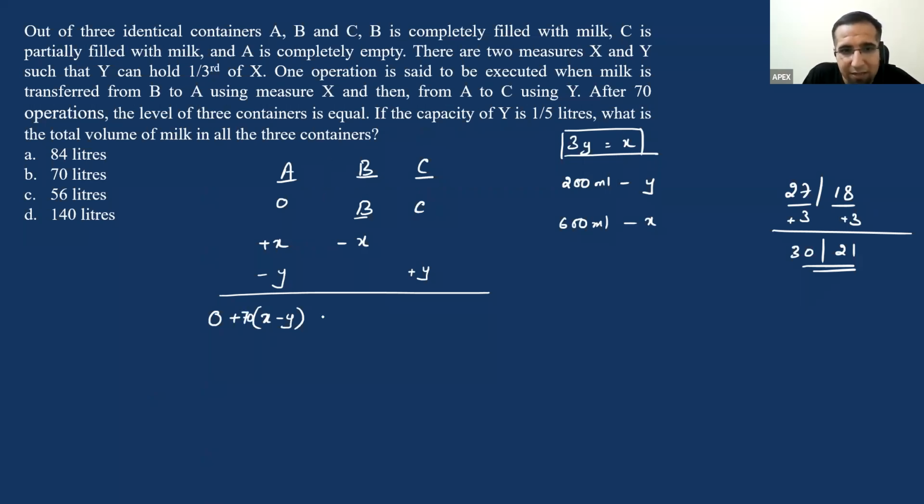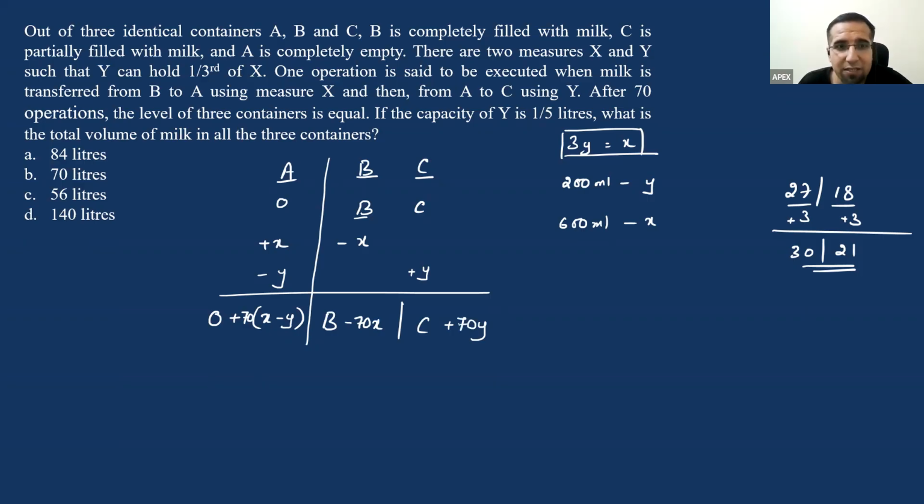Okay. Now, what does B have? B has the quantity B, right? Now, there's a minus X. So X liters is drawn out every operation. So 70 such operations, so minus 70X. And what is the quantity that C has? C has C plus Y. Now, in every operation, we are adding Y liters to C. So in 70 operations, we will add 70 of such Y.